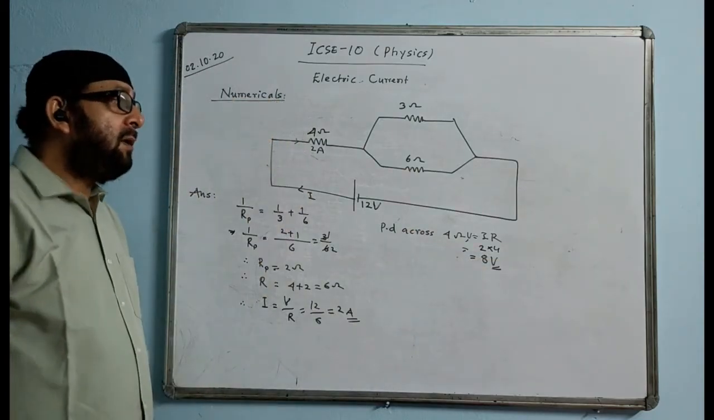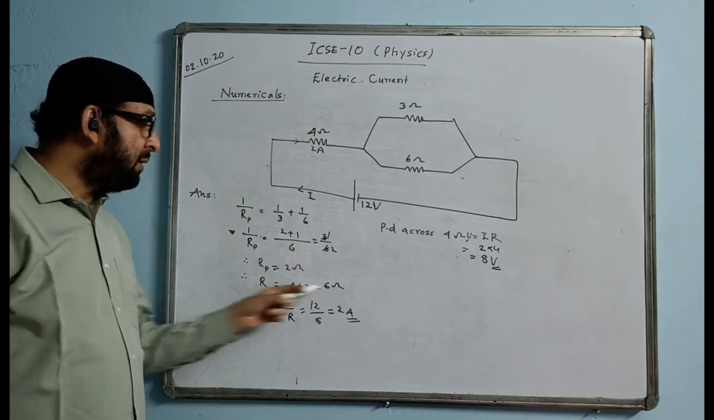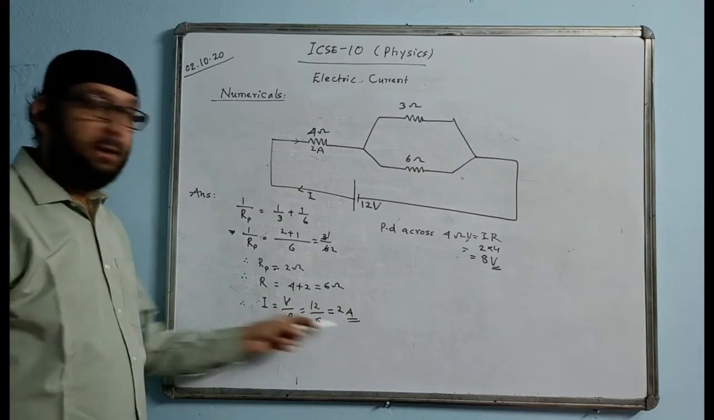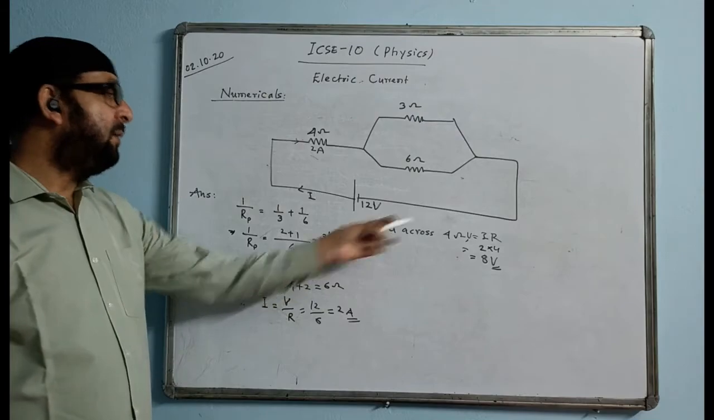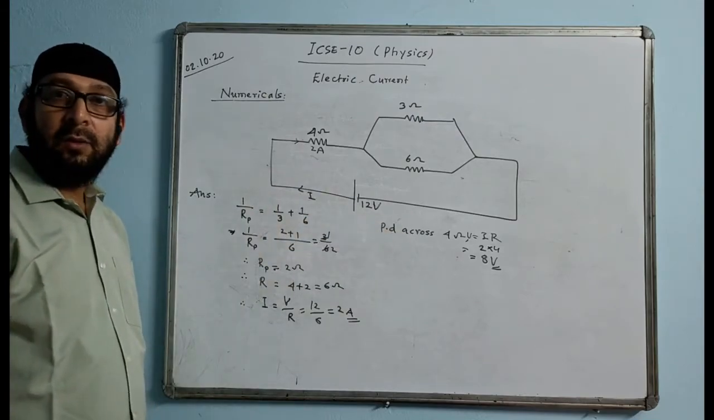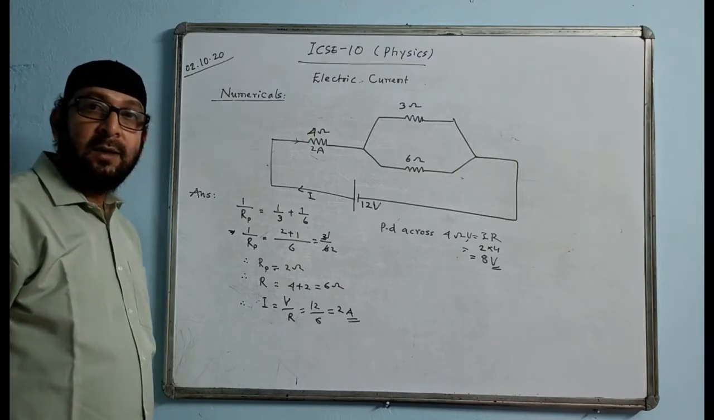This type of question may carry 3 marks. 1 mark on the calculation of total resistance, 6 ohm. Second mark will come on calculating current. And the third mark, they are asking to find the PD across the 4 ohm resistor. The answer is coming 8 volt. So this type of question you can expect.